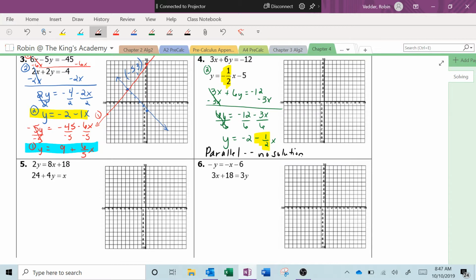All right, for number 5, 2y equals 8x plus 18. What do we have to do on this one?